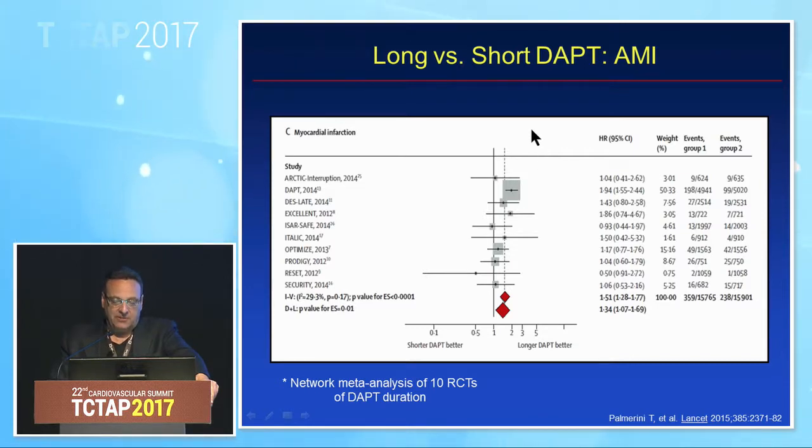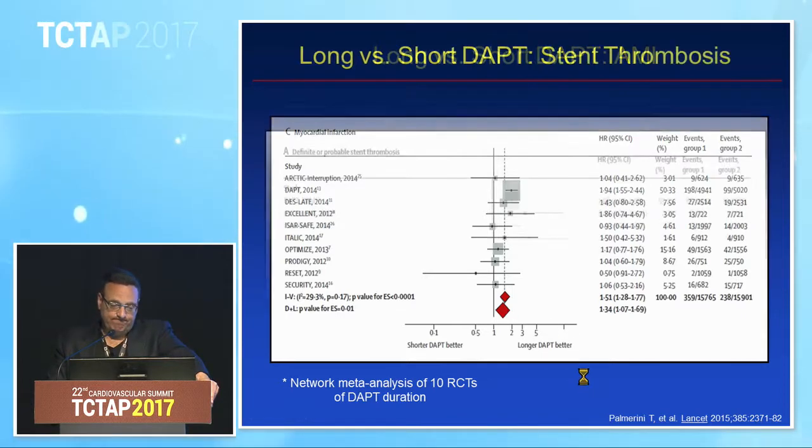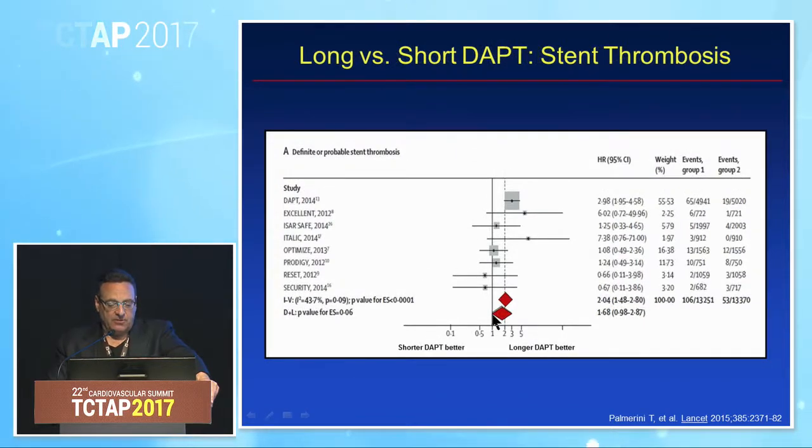And there are some basic concepts that come out of these meta-analyses. If we look at long-term versus short-term DAPT with respect to AMI, it very clearly favors long-term, about a halving of the risk of AMI. What about stent thrombosis? Same story. Again, about a halving of the risk of stent thrombosis with longer-term DAPT rather than shorter-term DAPT, consistently across all the trials.